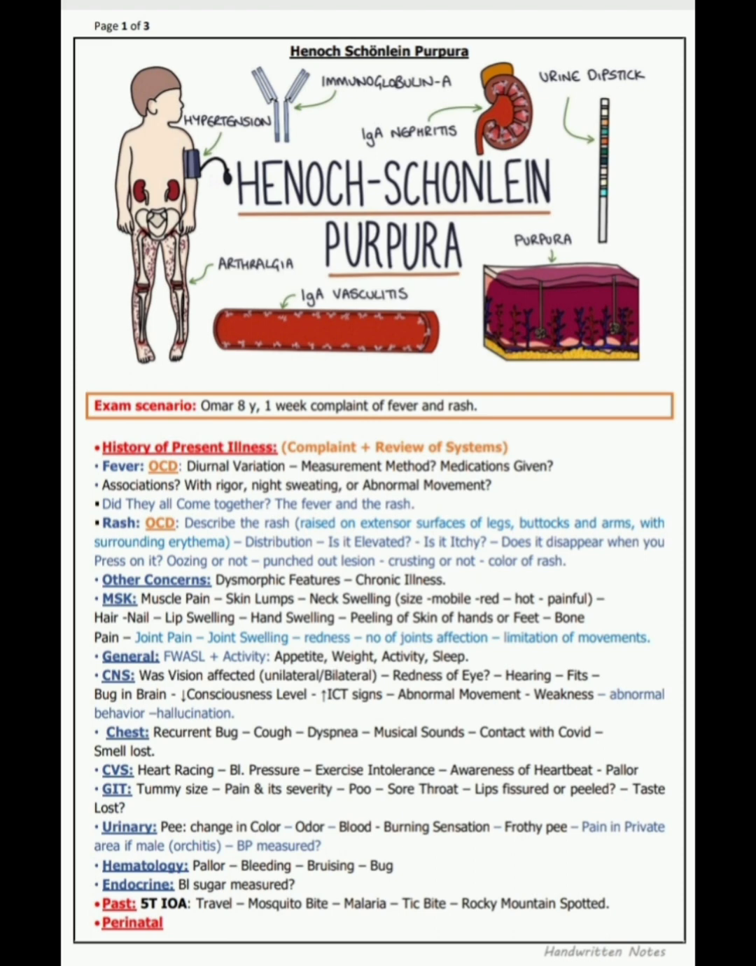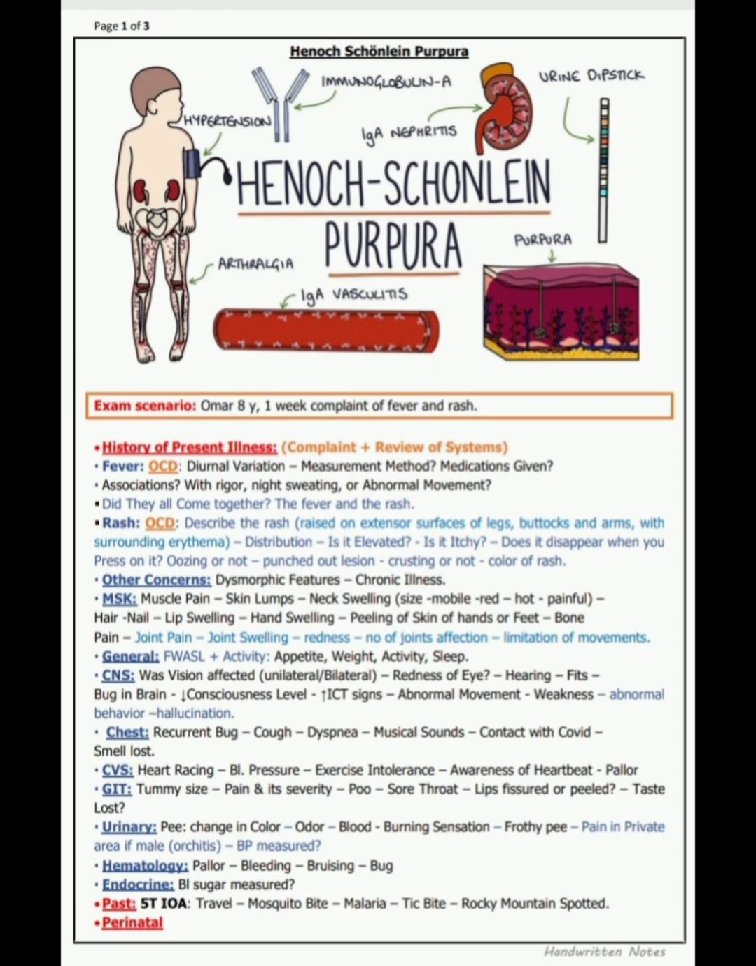Introduction is similar. Now, history of present illness, that is complaint plus review of the symptoms. Fever, we ask the OCD: when he started the fever, the course and how long he is suffering. When it comes, how many minutes it continues, diurnal variations, measurement method, medication given. So any medication given and whether it works or not, we ask how he measured the fever, high grade or low grade. Association with the fever: is the fever associated with rigor, night sweating or any abnormal movement?